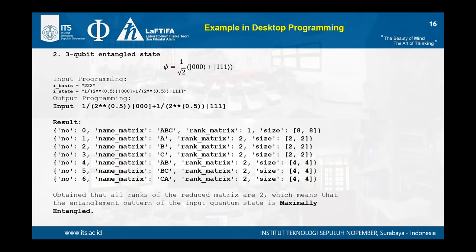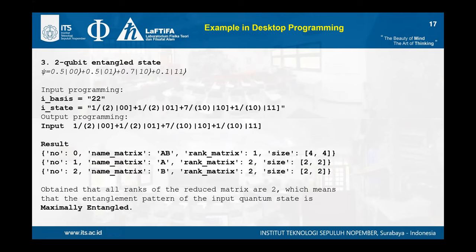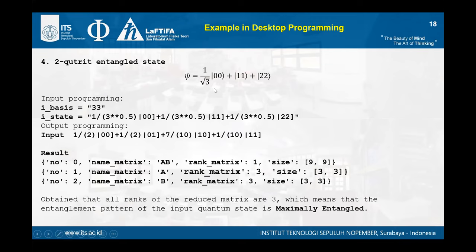This is the next example. I think we move to this one. What do we call this state? There is 0 0, 1 1, 2 2. How many degrees of freedom? 3. Yeah, 0, 1 and 2. Because there are 2 particles, we say it is 2 qutrit. So we input in the programming 3, where 3 is the degree of freedom. There are 2 qutrits.